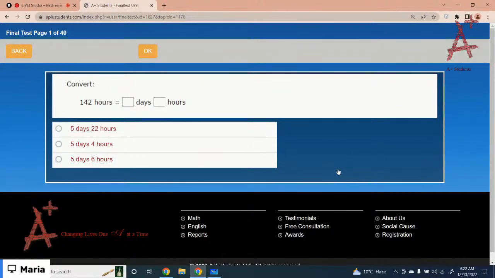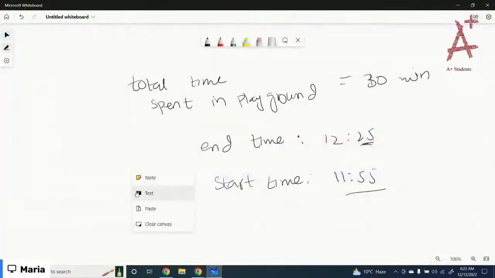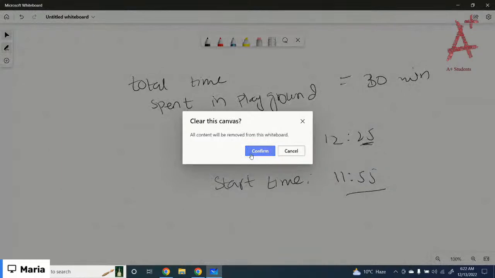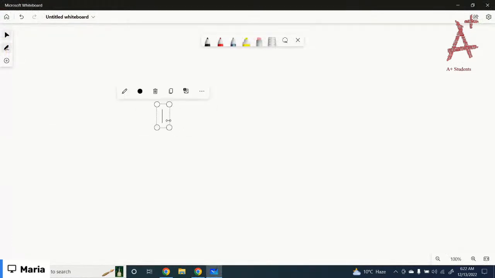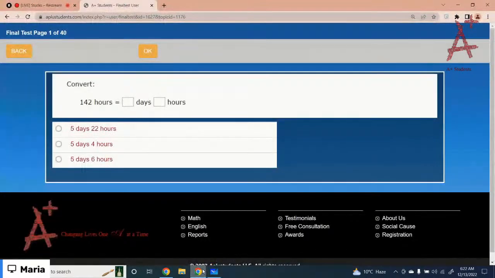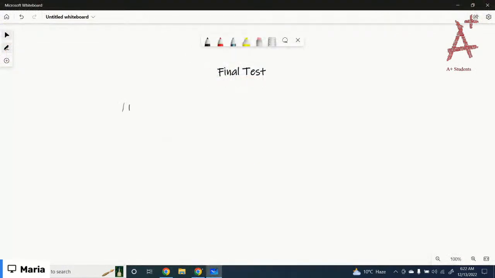Okay. You have to convert 142 hours to days and hours. Got it? Let me write down the lesson name first. It would be the final test of the chapter time. Okay, 142 hours. You have to convert it to days and hours.